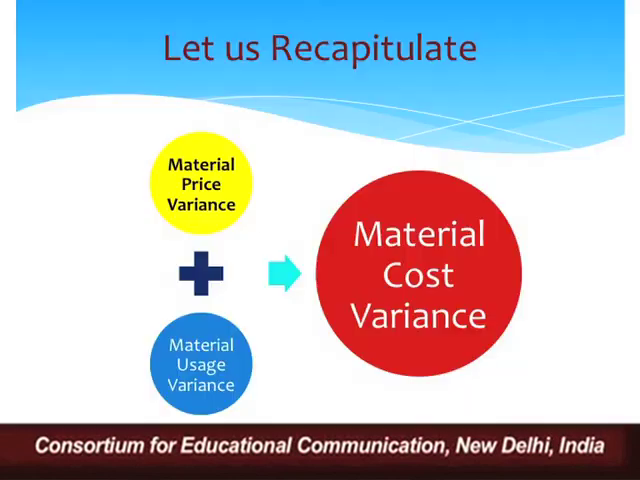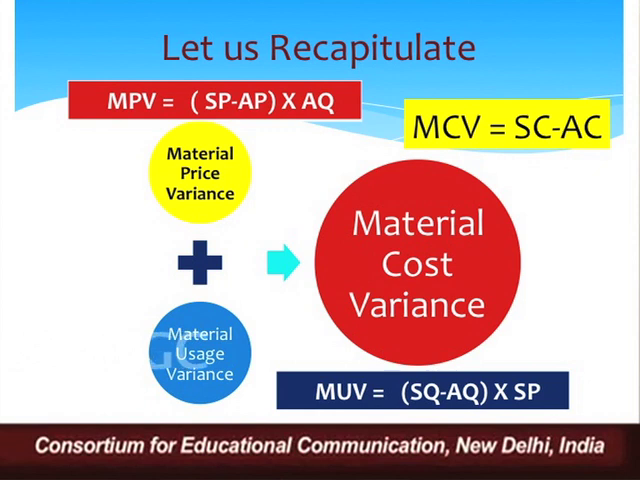So let's recapitulate what we have understood. Material cost variance is actually the sum total of material price variance and usage variance. So it is justified by these two components, material price variance and usage variance. Once it is computed, we have to further justify the cost variance with the computation of price and usage. For cost variance, the formula is standard cost minus actual cost. Just for your remembrance, I'm showing the formula here, just to have a recall.